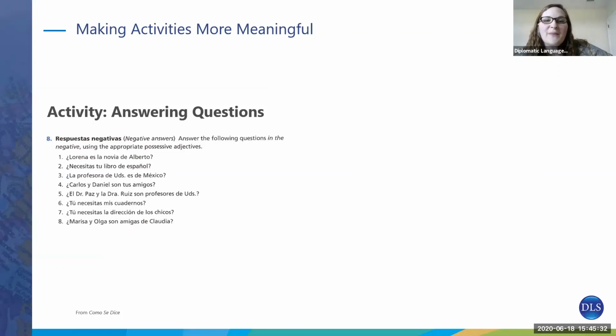A lot of times, there are questions. Again, this is a sentence transformation activity where you have a question, and in this case, they're telling students you have to answer in the negative. So this one's a little bit mechanical because it's about people that are made up, things like that, and it's requiring the students to give a negative response.